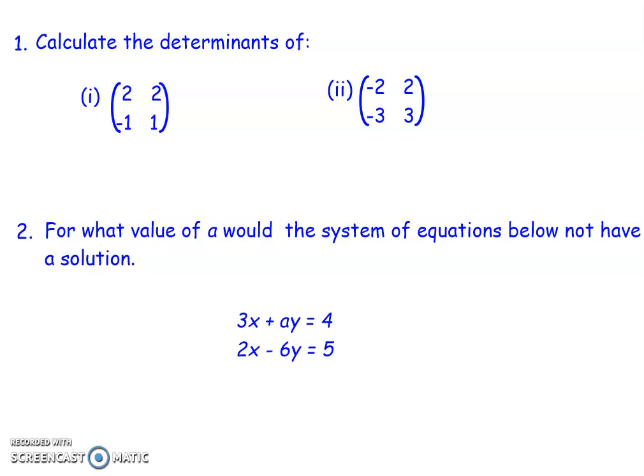So it's just two questions. First one, I've got two matrices there for you. I want you to calculate the determinants of them. And then the second one, I'm saying to you, for what value of a would the systems of equations below not have a solution? So I want you to determine that value. So pause the video and have a crack at those.